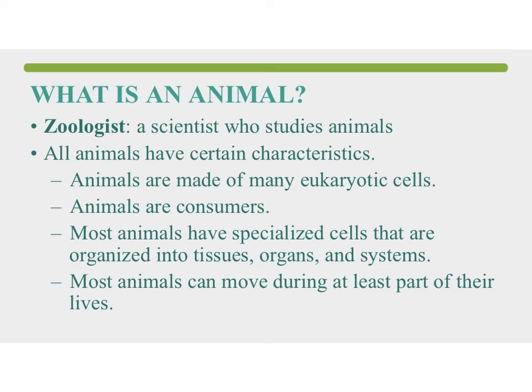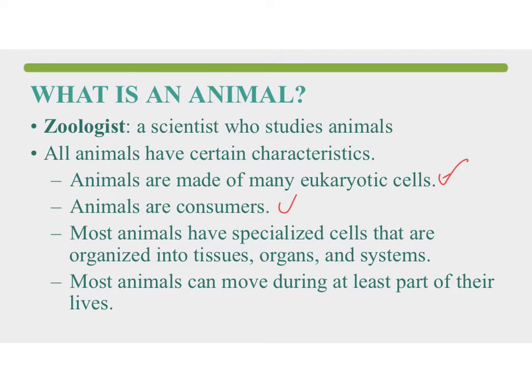Well, first of all, we've already talked about, or you read about, a zoologist, which is a scientist who studies animals. Now, all animals have certain characteristics. Animals are made of many eukaryotic cells. Animals are consumers. What are consumers? They eat other things. They eat other organisms. Yes.